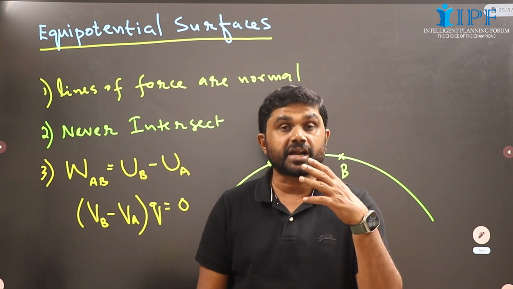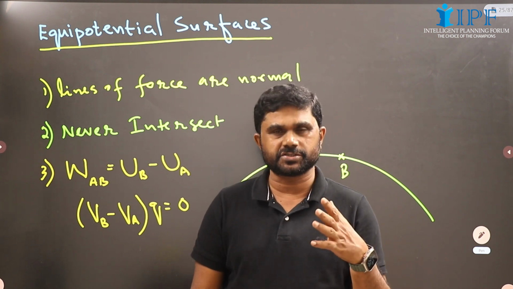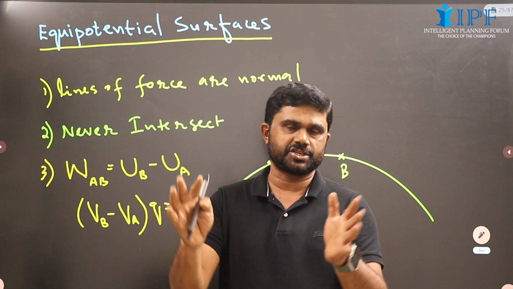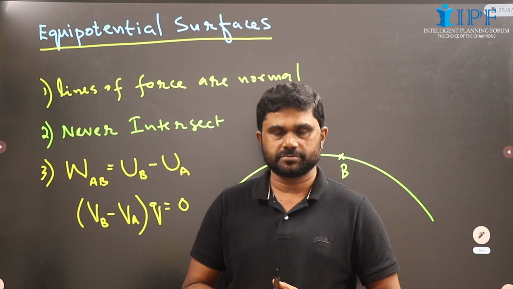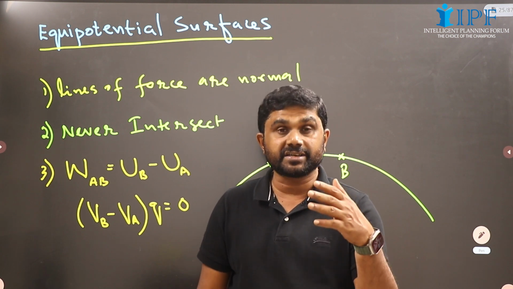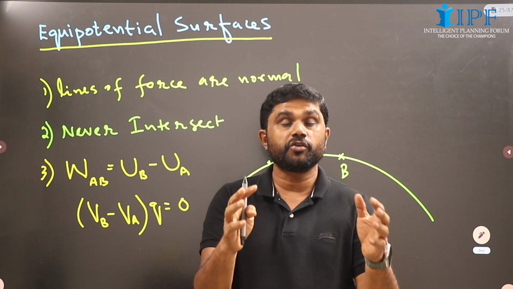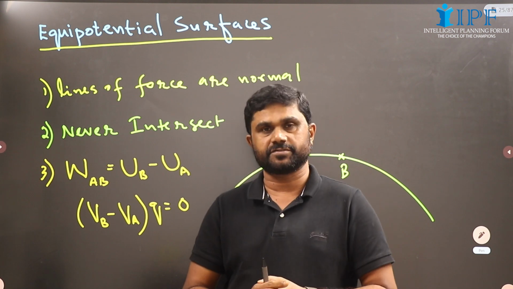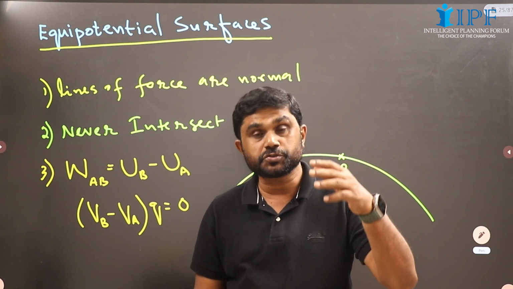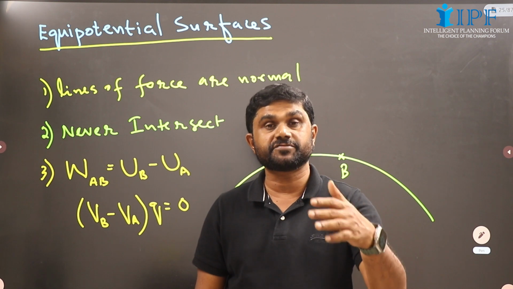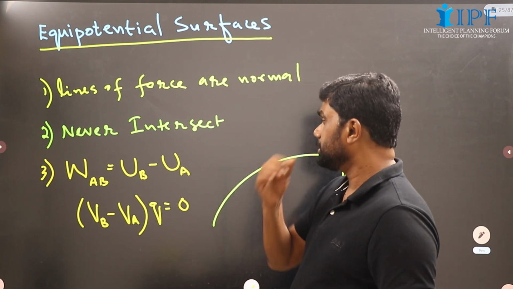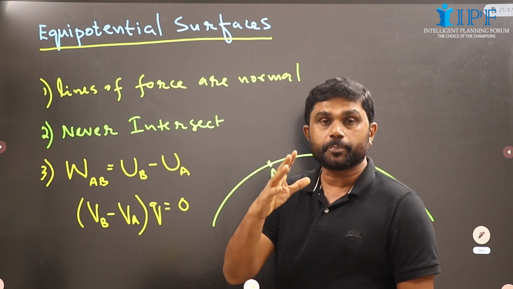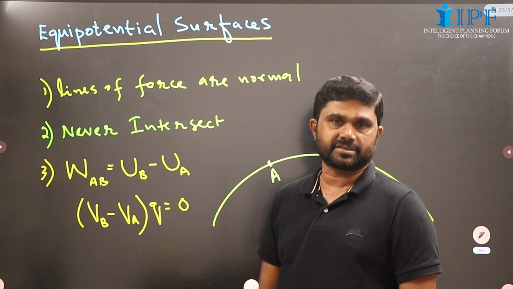The surface of a conductor is an equipotential surface, irrespective of its size and shape. Now, what are the properties of an equipotential surface? First, electric lines of force are always normal to equipotential surfaces. Electric lines of force meet equipotential surfaces normally. And second, two equipotential surfaces can never intersect.